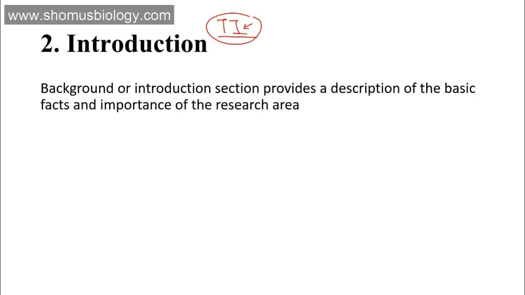The second is introduction. So in TIPOLYMER, we are now at this stage, I for introduction. The introduction contains a background section, which provides a description of the basic facts and importance of the research area that you want to explore, because the research area is broad. Now maybe your research is concerned with a specific topic, but still you need to explain the introduction, meaning the background of that research area.